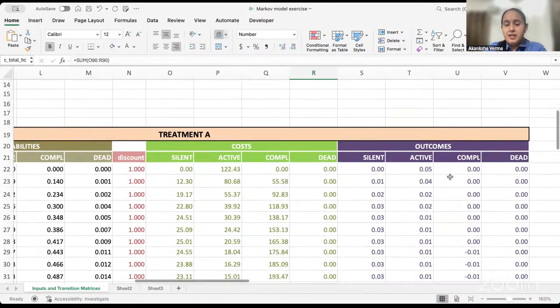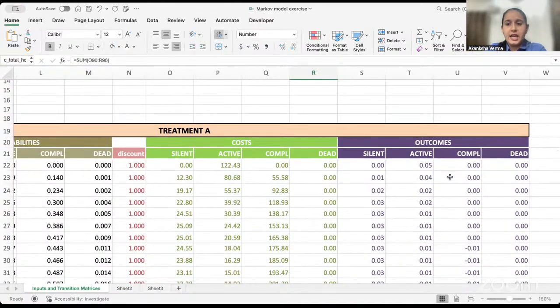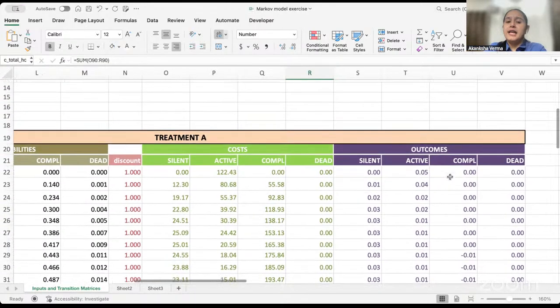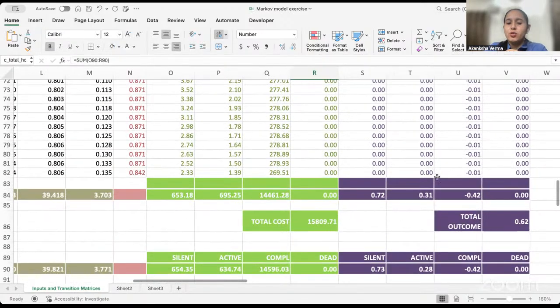This is treatment A. A similar exercise you will do for treatment B. Okay, and then you do the incrementals. Once you have the total cost for treatment B also, you do the same thing. You do the difference of the costs divided by the difference of the effects, and then you get your incremental cost effectiveness ratio. Okay.